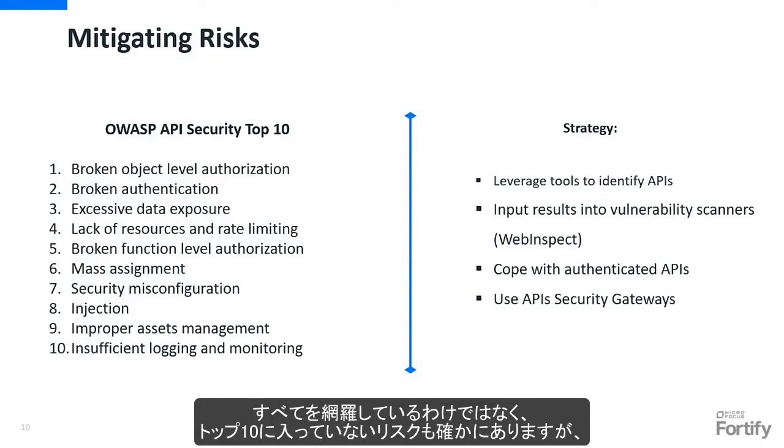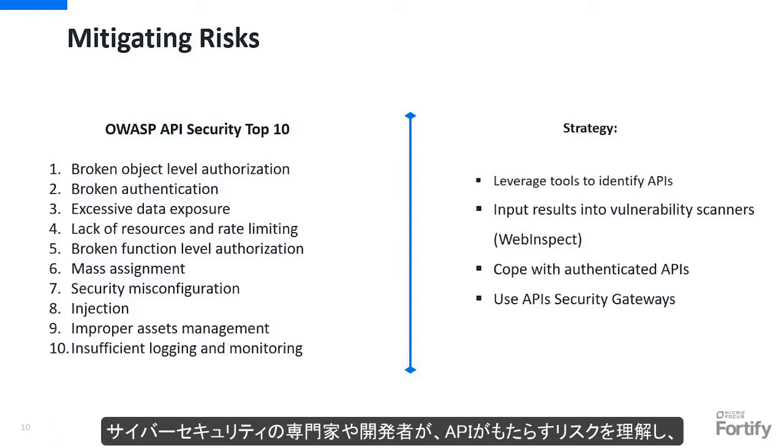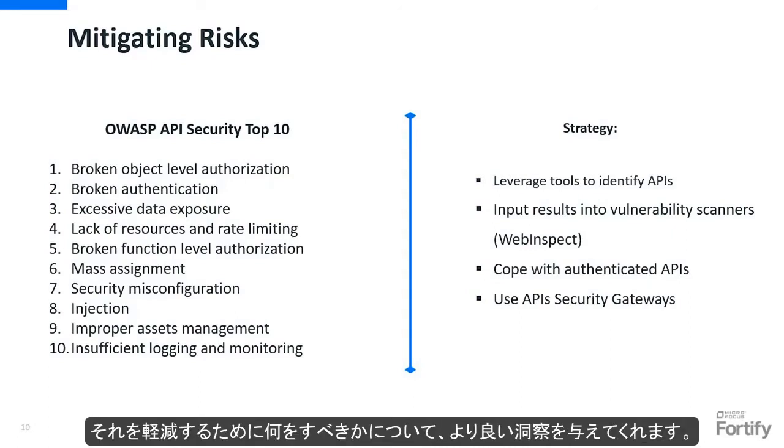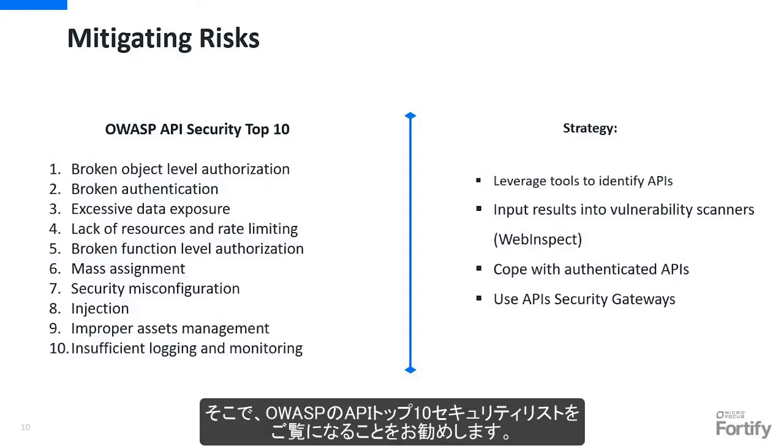There's certainly other risks that aren't on that top 10 list, but it does give cybersecurity professionals as well as developers a better insight as to what they need to do to potentially understand the risks that APIs pose, as well as how to mitigate them. So I really recommend that folks check out this API top 10 security list from OWASP.